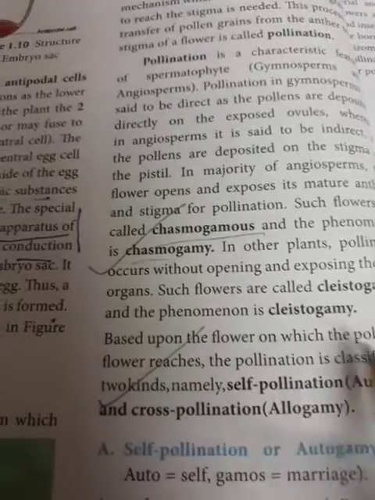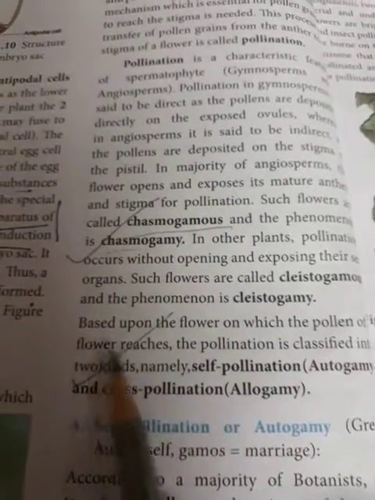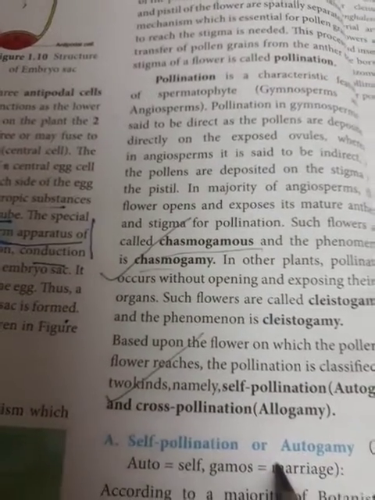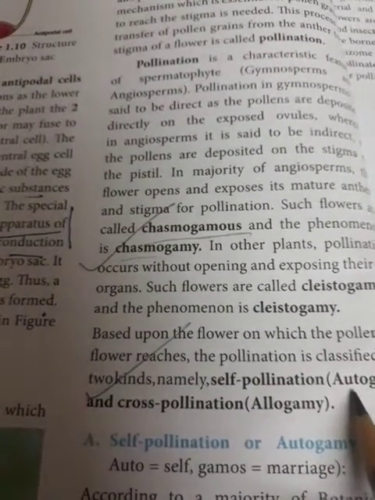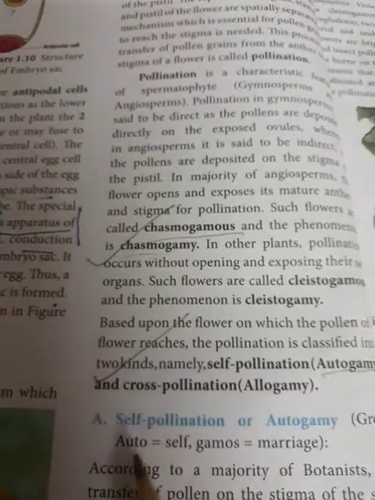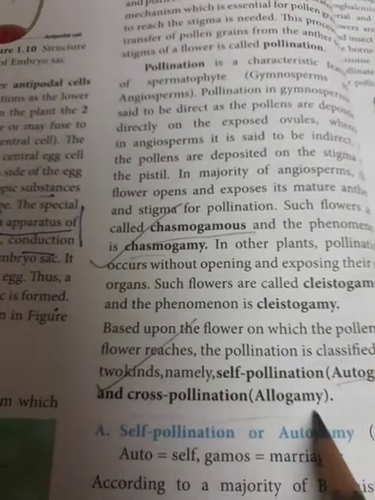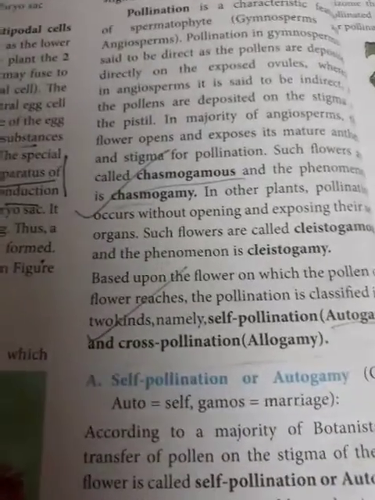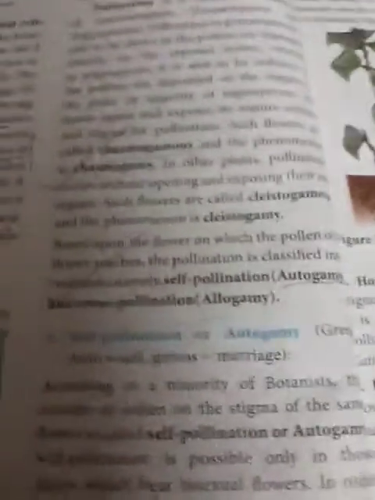Now the next part we are going to discuss: based upon the flower on which the pollen reaches, pollination is classified into two types. One is called self-pollination, also called autogamy. Another type is called cross-pollination, also called allogamy. These two terms we know from the 10th standard onwards. We are discussing all these things.